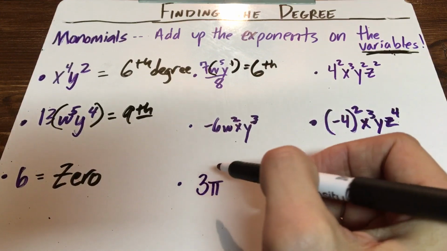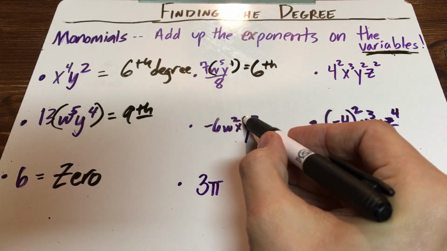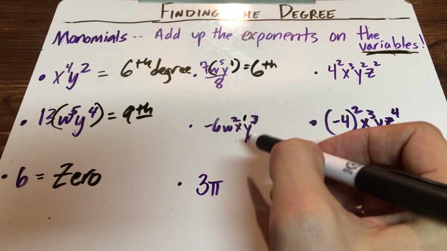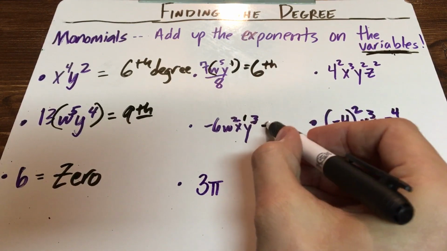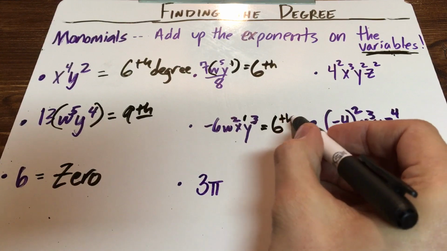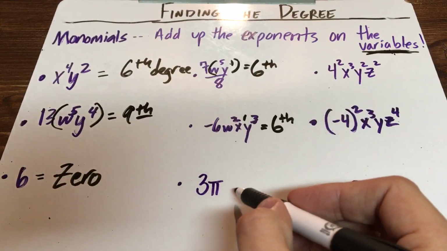If there's a negative, don't let that throw you off. You're still just focusing on the variables. Sometimes I like to put that 1 in there so it's not imaginary. I can really see it. 2 plus 1 plus 3. That is 6th degree as well. I've got a lot of 6's on this one. I try to trick people on this one.